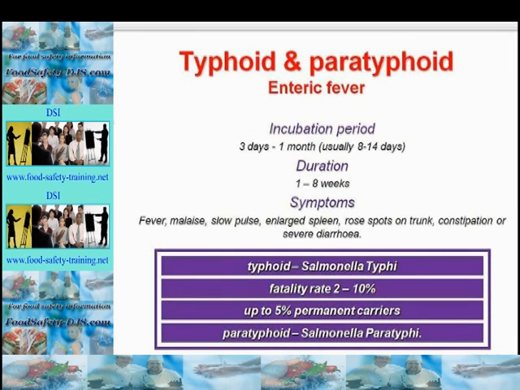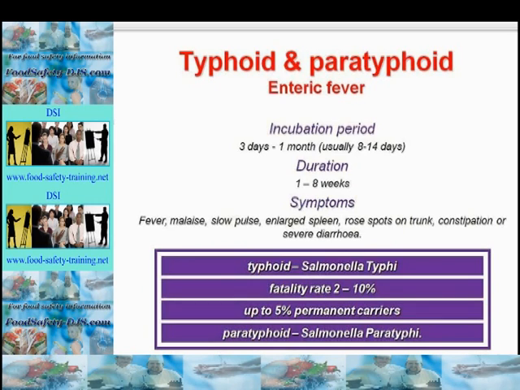Typhoid and paratyphoid, sometimes called enteric fever. Typhoid comes from the bacteria Salmonella typhi, and paratyphoid comes from the bacteria Salmonella paratyphi. So you've got an example there where Salmonella is both a foodborne disease and a food poisoning organism. The incubation period is 3 days to 1 month, typically 8 to 14 days. Duration of the illness is 1 to 8 weeks.